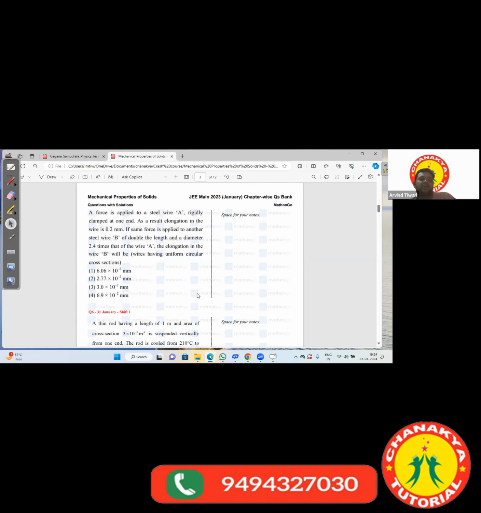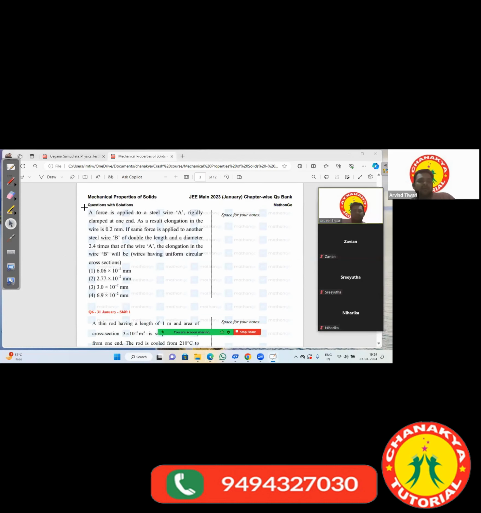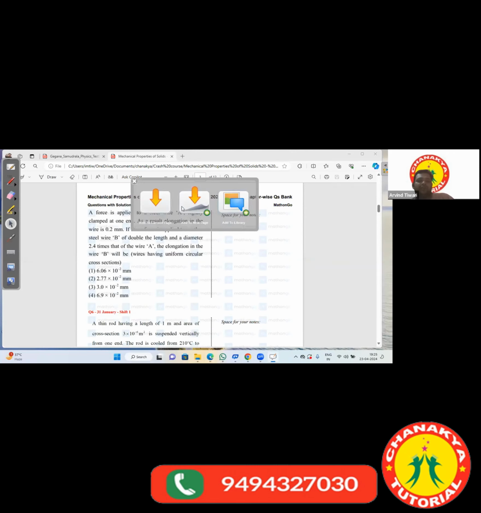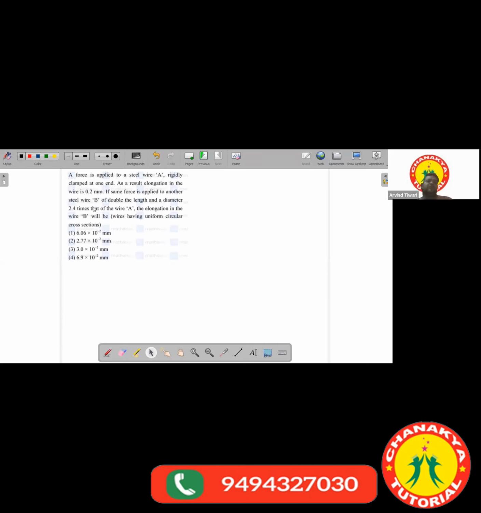Let's see here. A force is applied. I'm giving you 5 minutes. Try to do this, let me see how much you can attempt. A force is applied to a steel wire A, rigidly clamped at one end.